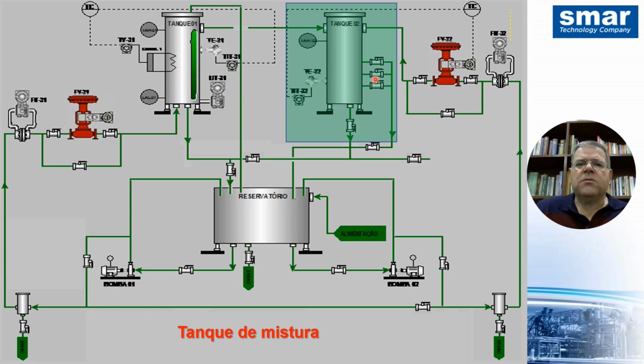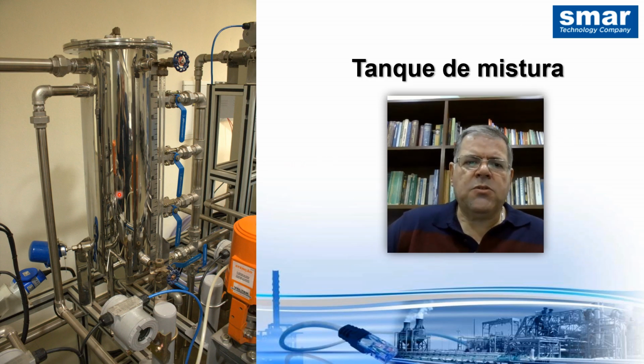Now we will discuss the mixing tank. Within the mixing tank, there is a cold water circuit that originates from the main tank. And we can also have hot water coming from the heating tank. There is also a level gauge here, similar to the one in the heating tank, for level monitoring physically.